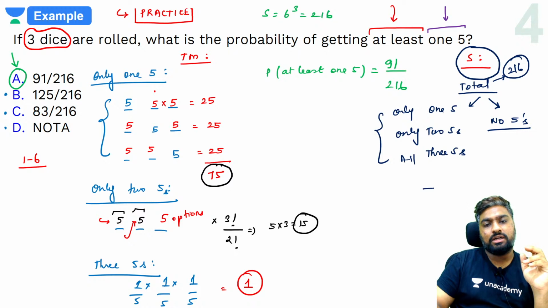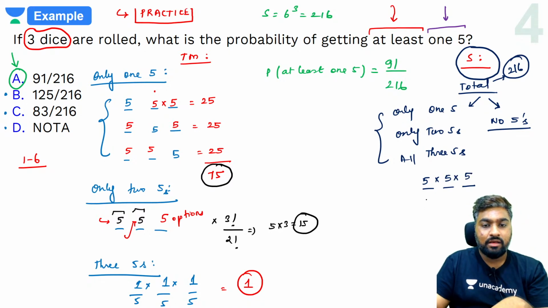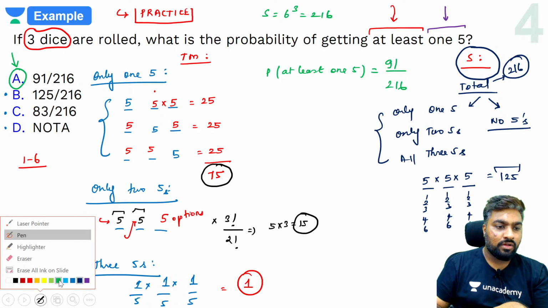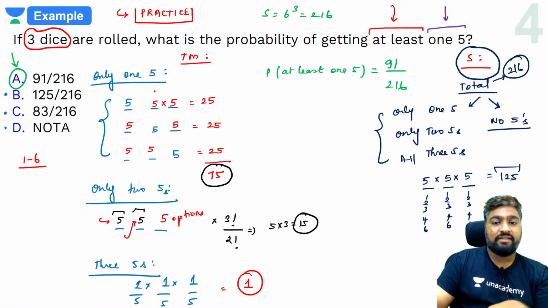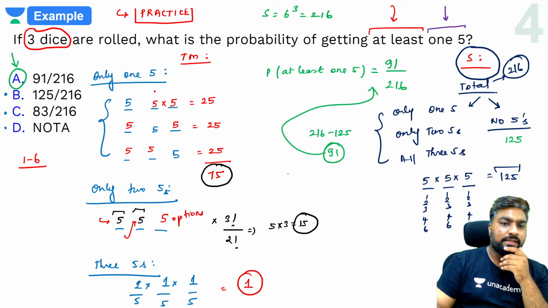So no 5 means what? Here there will be 5 options from 1 to 6 excluding 5, so 5 options here, 5 options here, 5 options here. This is not the number, it is the number of options: 1 2 3 4 6, 1 2 3 4 6, 1 2 3 4 6. This is 5 cube, 125. So if out of 216, 125 cases have no 5s, then at least one 5 will be 216 minus 125, which is 91. Simple.